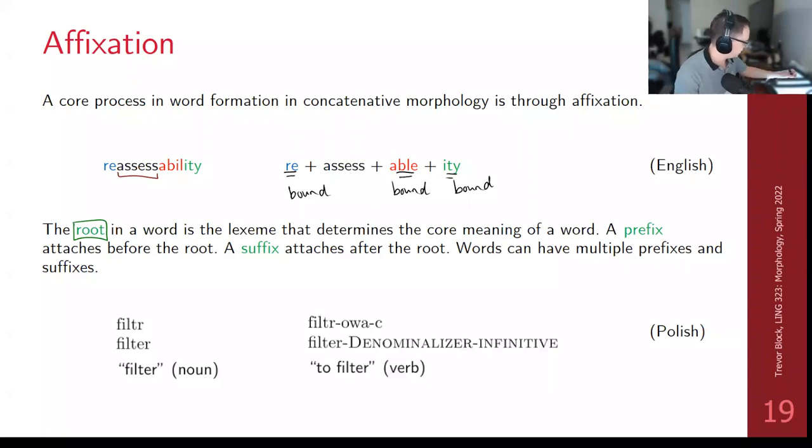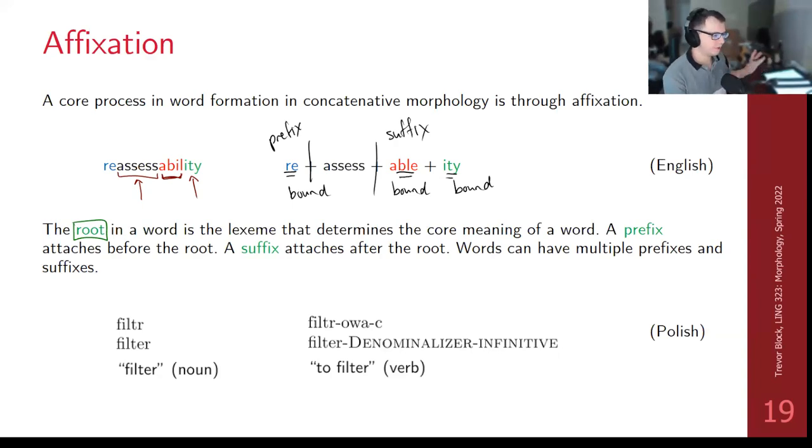So these prefixes attach before. So everything to the left of assess is a prefix, and suffixes attach after. So everything after assess is what's called a suffix. Now you might be thinking, hold on a second. There's this "able" in between assess and "ity". So why is this a suffix? Shouldn't it be like an infix or something? But affixes are defined relative to the root. So the root itself is assess. So when we talk about these affixes, we're thinking about where is it in relation to the word assess, to that root. And because both "able" and "ity" come after assess, they're both suffixes. There are two suffixes on that word.